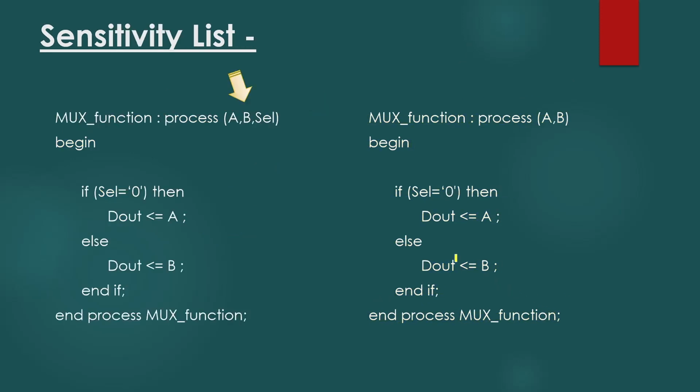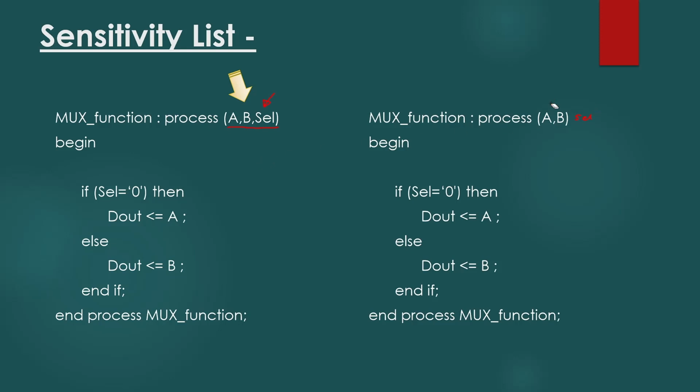Till now we have made this concept that when you are writing the sensitivity list for the process, you must list all the inputs here. And if you do not do so, or you miss writing any input in the sensitivity list, then you may not get the expected results from your simulation. In this slide, we will understand why the sensitivity list is so important, how it affects your simulation results, and why this concept was designed.